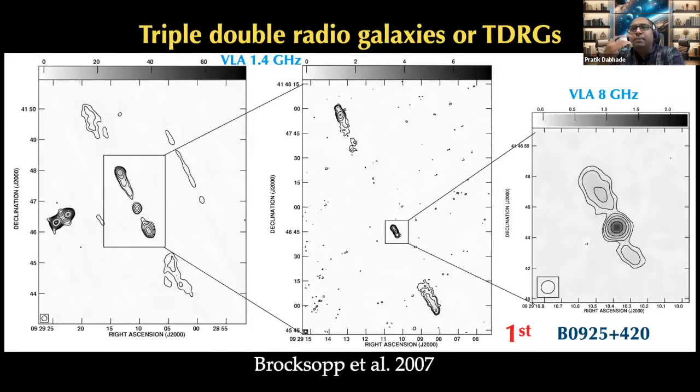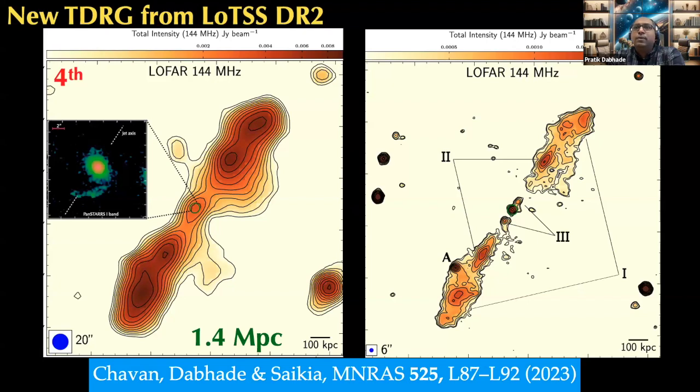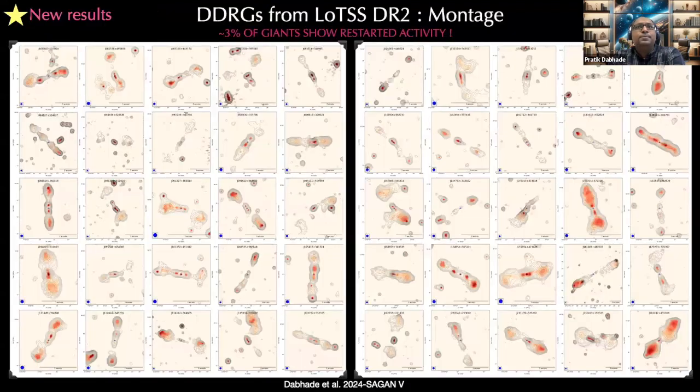And this is called a triple radio galaxy, where you have three sets of radio doubles. At the center you have a radio core, then you have the jets which create the hotspots, and those are the lobes. So you have three sets of lobes. This was first discovered in 2007, and we discovered the fourth one, again using LOFAR. And all these four triple double radio galaxies are giant in nature, naturally, because there is plasma extending outwards.